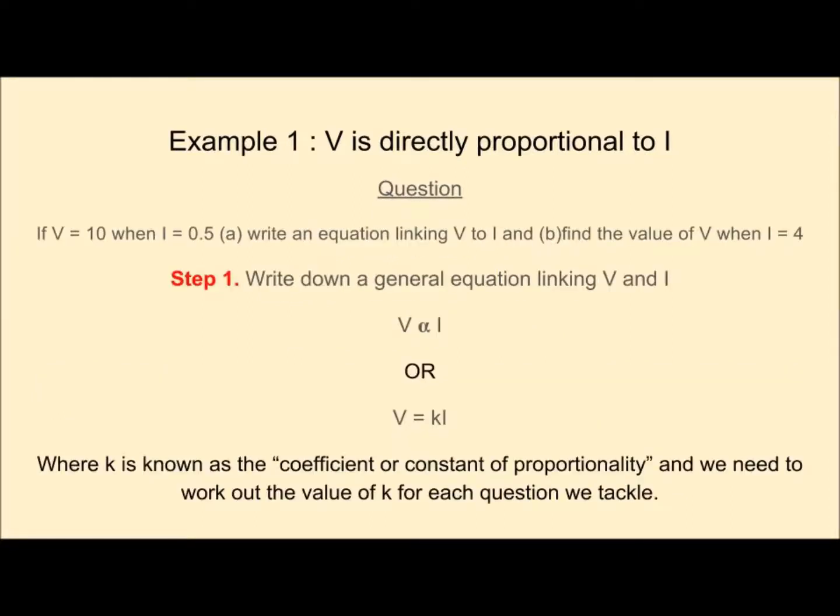So moving on to step one, first of all we want to write down a general equation that links V and I. We start off by writing it as V, then the proportionality symbol, then I, that little squiggle, which is just a shorthand for V is directly proportional to I. Another way of writing this is to say that V is equal to K times I. Now this value of K is just a number, and it's a number we need to find, and it's called the coefficient or the constant of proportionality.